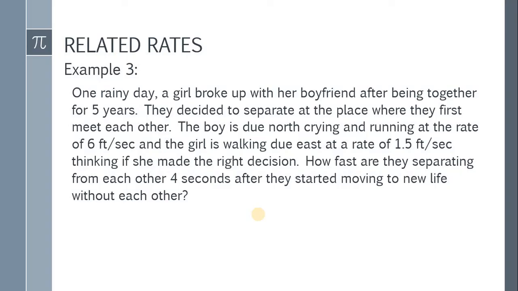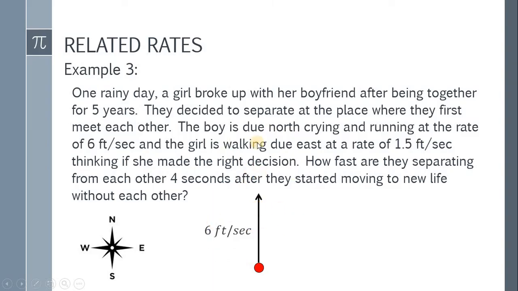Now, paano natin sasagutin? So, una, kailangan alam natin kung nasaan yung north, nasaan yung east, nasaan yung west, nasaan yung south. Now, paano natin i-visualize yung scenario na to? Suppose, itong red dot, ito yung place kung saan sila nag-meet at kung saan sila maghihiwalay. Now, si boy is crying and running at a rate of 6 feet per second due north. So, ito ay pataas. Ano yung rate niya? 6 feet per second.